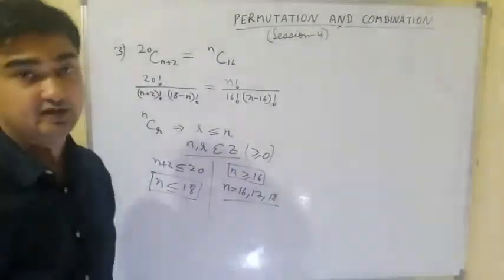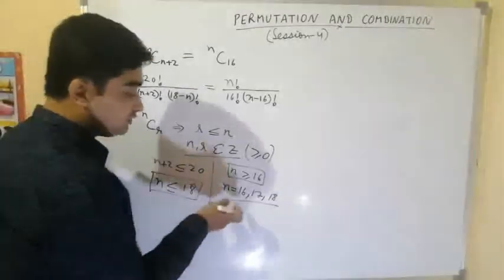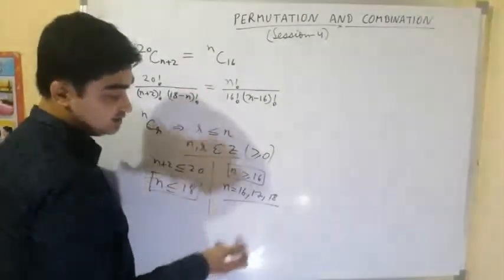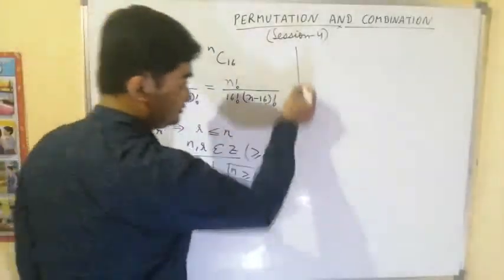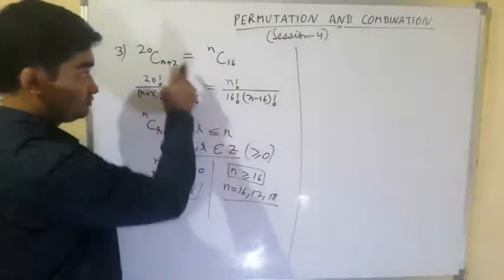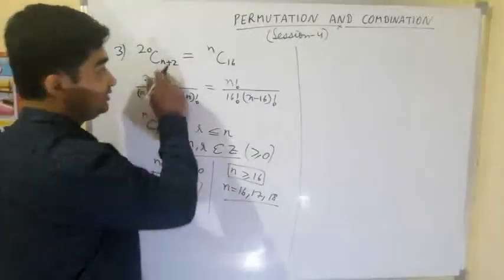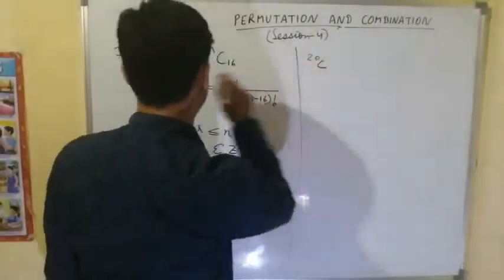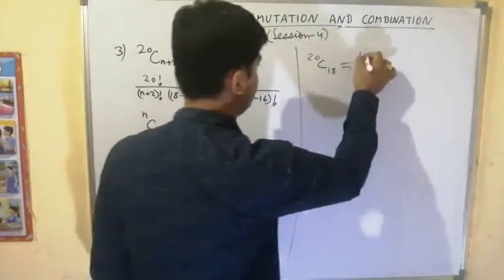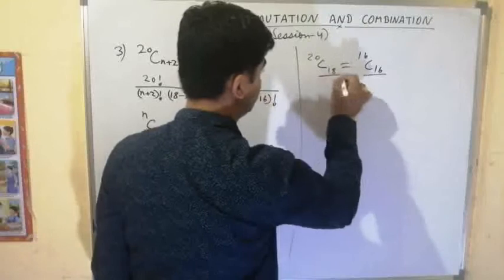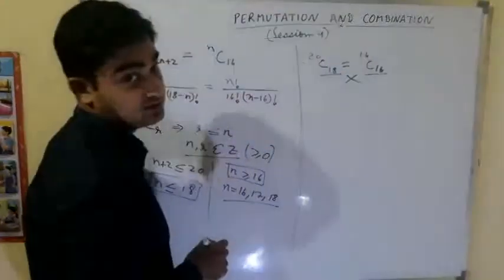There are three possibilities. Now we'll put these values in the given equation and check whether any one of these satisfies the given equation or not. Put n equal to 16. n equal to 16 will make the left hand side 20C18 and the right hand side will become 16C16. So the right hand side is 1, but the left side is not 1. So it is not the answer.